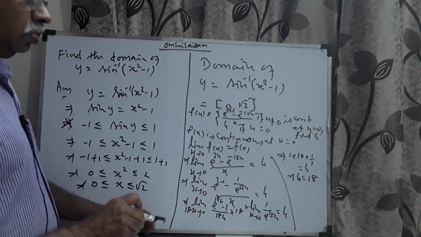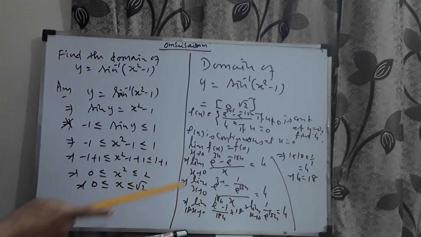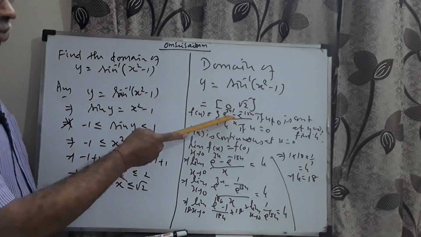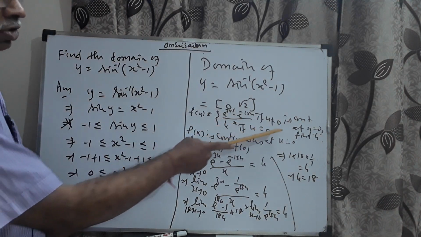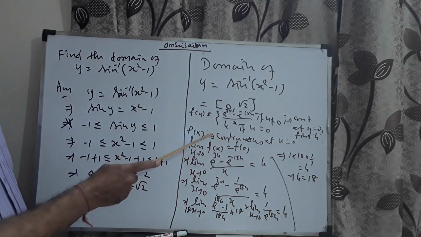Let me just repeat the whole process. The condition says f of x equal to e power 3x minus e power minus 15x by x if x is not equal to 0, and k if x is equal to 0, is continuous at x equal to 0. That is the condition given to you.